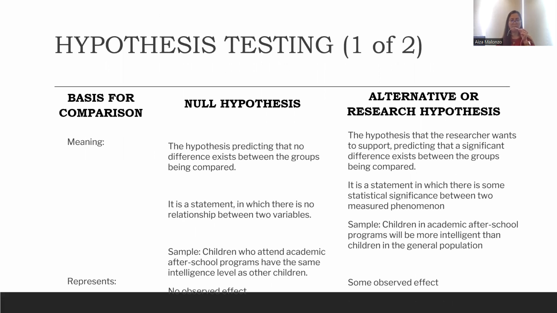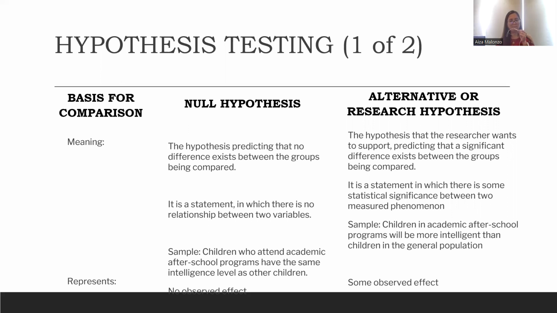So just to compare the null hypothesis and alternative hypothesis, for the meaning, for the null hypothesis, no difference exists between the groups being compared. But for the alternative, it predicts that a significant difference exists between the groups being compared. For the null hypothesis, there is no relationship between two variables. However, for the alternative hypothesis, there is some statistical significance between two measured phenomena.